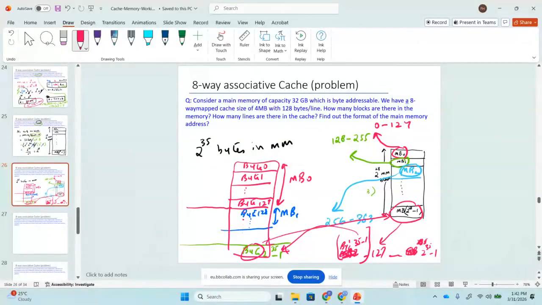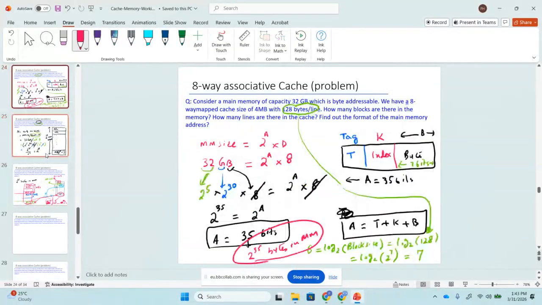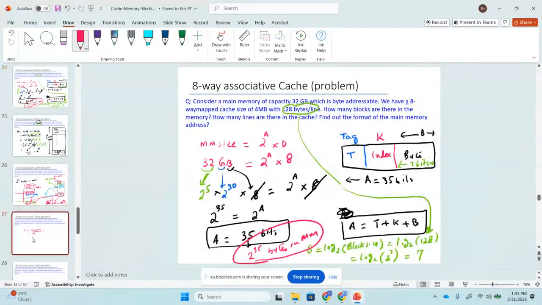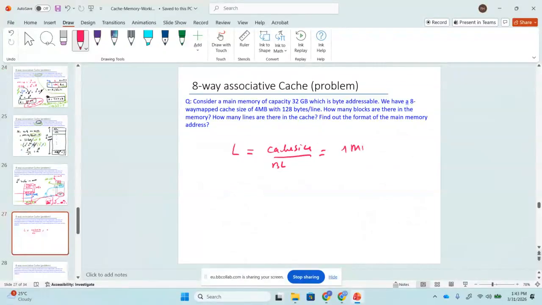Okay. Now we have computed all these things, and now we are going to compute the number of lines. The total number of lines is the cache size divided by the block size. What is the cache size? We have a 4 MB cache, divided by the block size, which is 128 bytes.